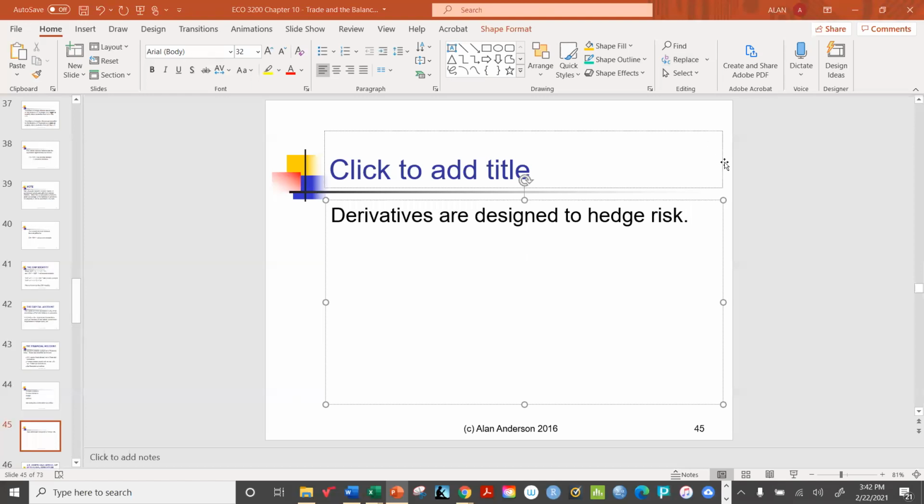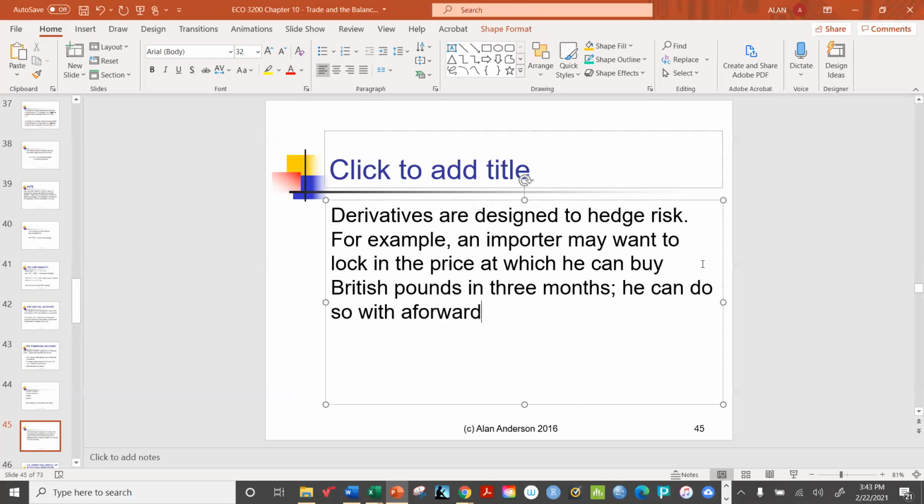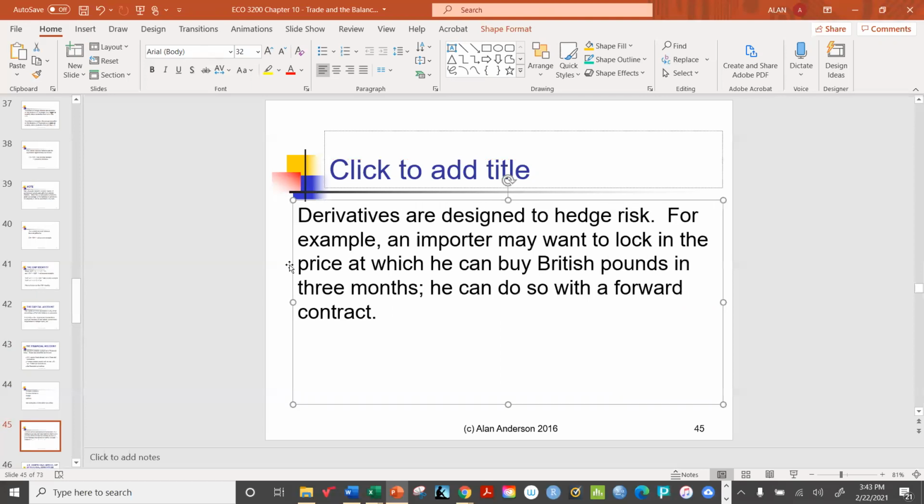Okay, now we will also have this discussion later on in the course, but for example, an importer may want to lock in the price at which he can buy British pounds in 3 months. He can do so with a forward contract. In other words, you enter into an agreement and say, listen, in 3 months, I want to buy pounds and I agree to pay, let's say, $1.40 for each one. It's a very simple idea, but it means that we can eliminate foreign exchange risk.